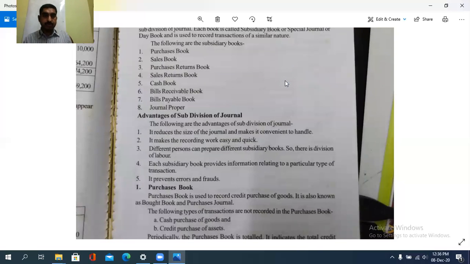Advantages of a subdivision of journal. Following are the advantages of the subdivision of the journal. It reduces the size of the journal and makes it convenient to handle also, because similar transactions go to the corresponding book.